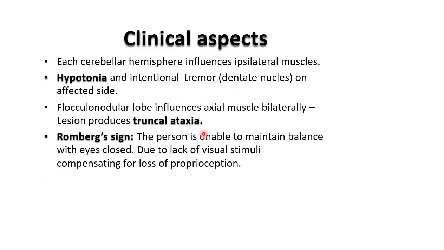So truncal ataxia. Romberg sign: even though the cerebellar lesions are minimal, he will be able to maintain equilibrium based on visual stimuli, because you can see whether he is walking in a straight line or not. Now when you ask the patient to close the eyes and walk in a straight line, you can see the cerebellar symptoms are more pronounced, and that is called Romberg's sign.